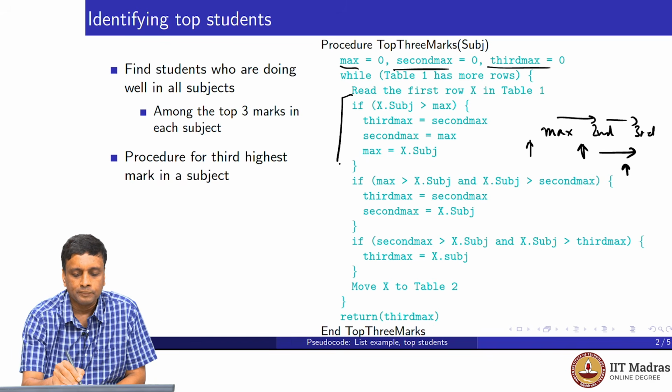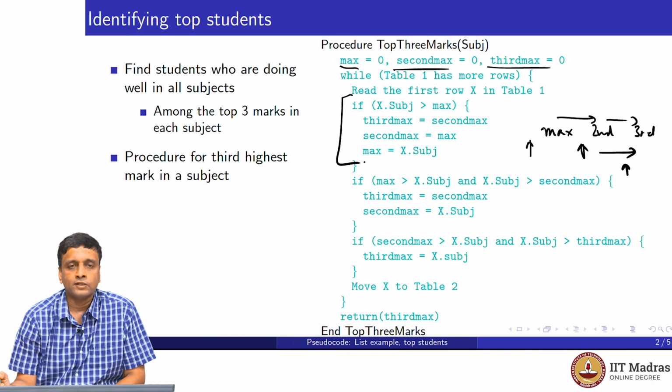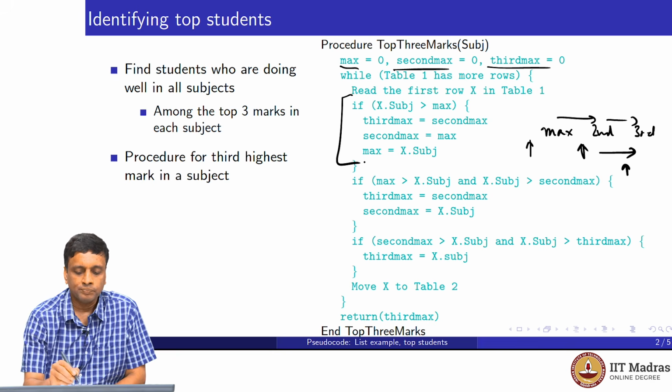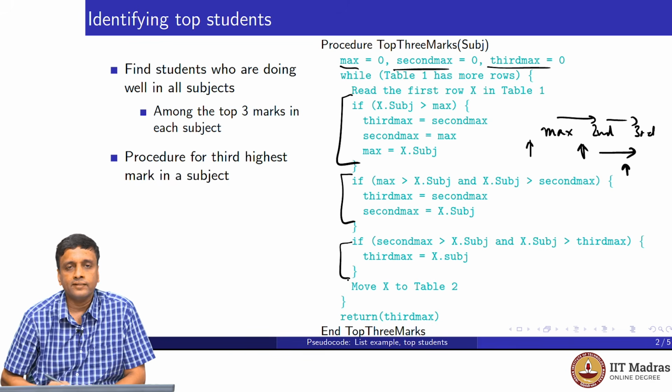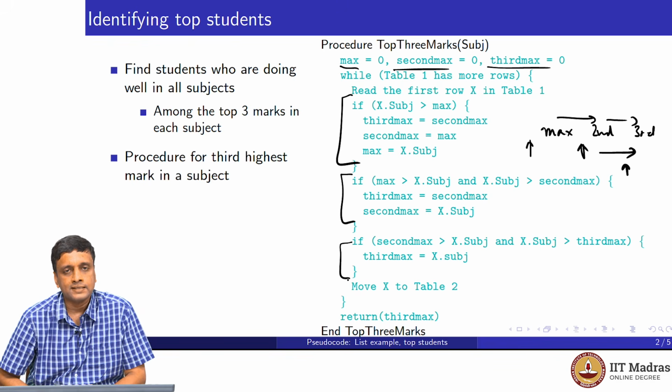So either it is bigger than the max, in which case you shift the max down to second max and the second max down to third max and replace the max by this one, or if it is between max and second max, then you replace the third by the current second and make this the new second. Or if it is between second and third, then we leave max and second max as they are and we replace the third max by this.